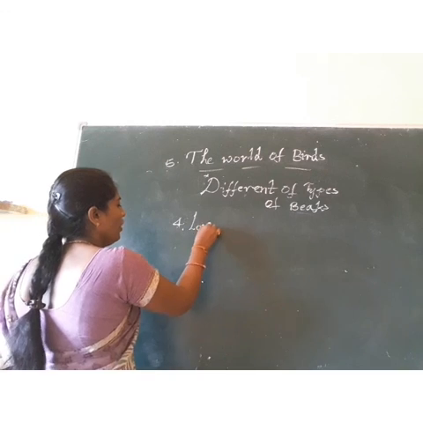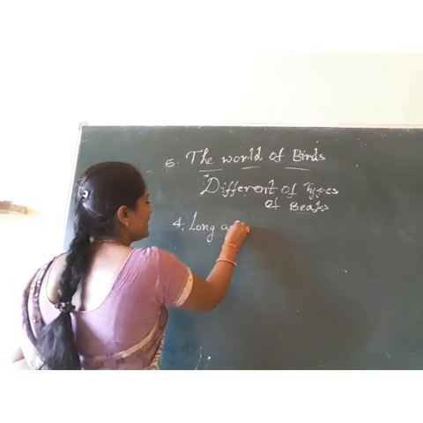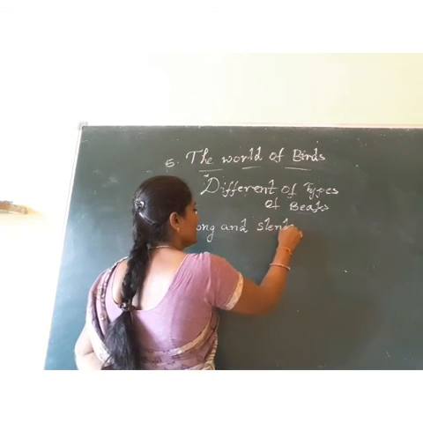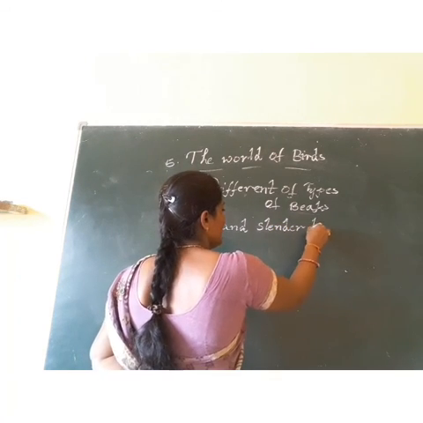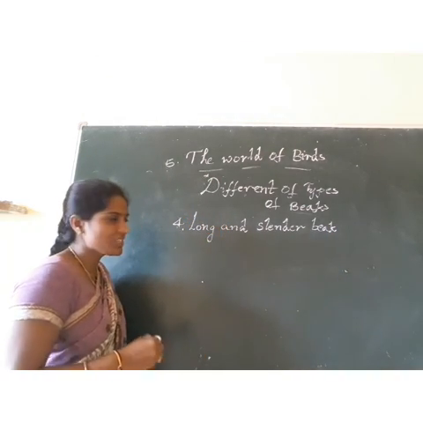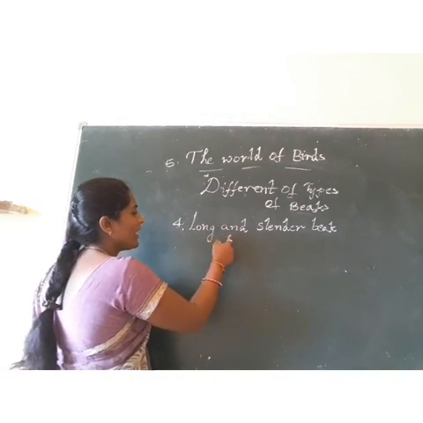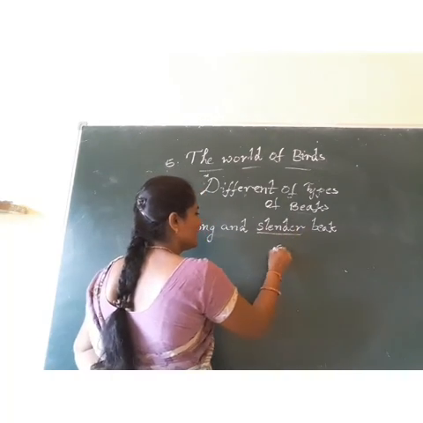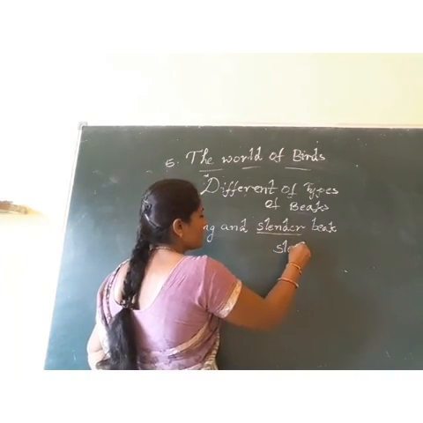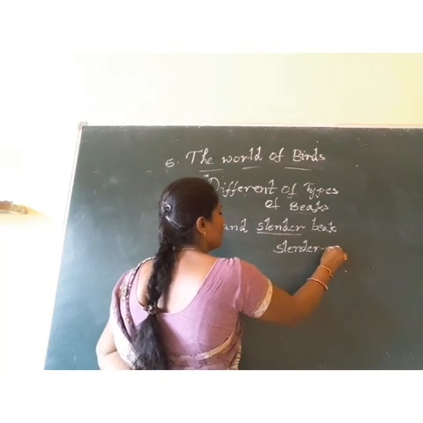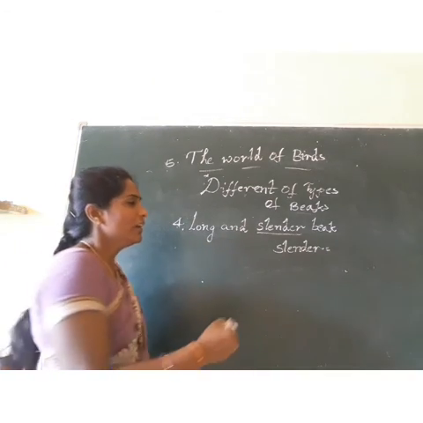Long and slender beak. See here, in the previous one also a new word came, that is chisel, and here also, long and slender beak. What is meant by slender? Come on, say the spelling of slender. S-L-E-N-D-E-R. Slender.